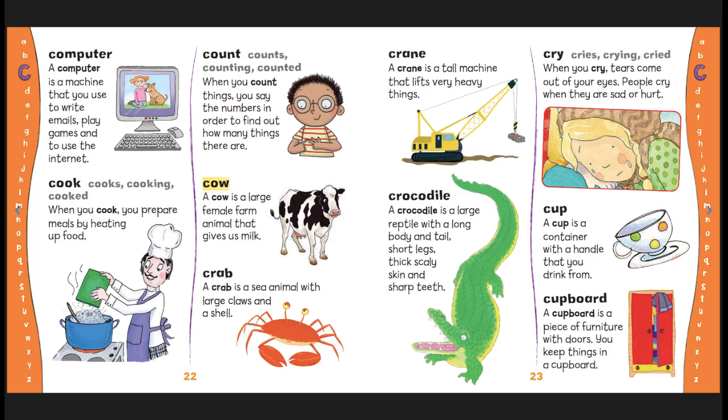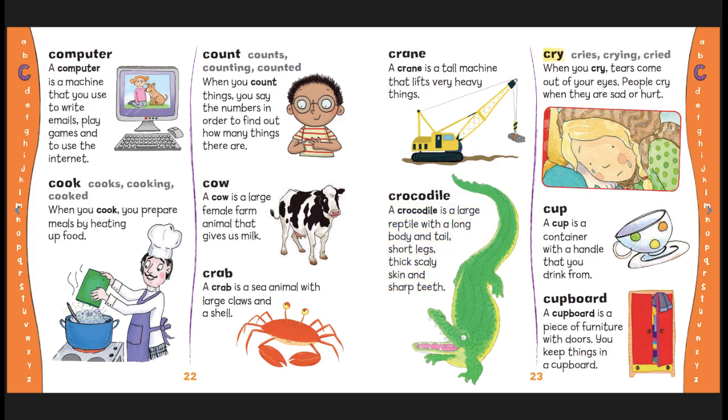Cow. A cow is a large female farm animal that gives us milk. Crab. A crab is a sea animal with large claws and a shell. Crane. A crane is a tall machine that lifts very heavy things. Crocodile. A crocodile is a large reptile with a long body and tail, short legs, thick scaly skin, and sharp teeth.